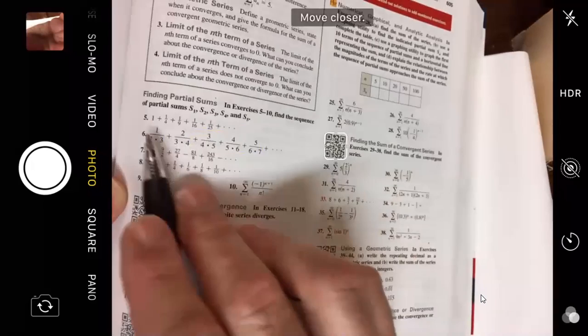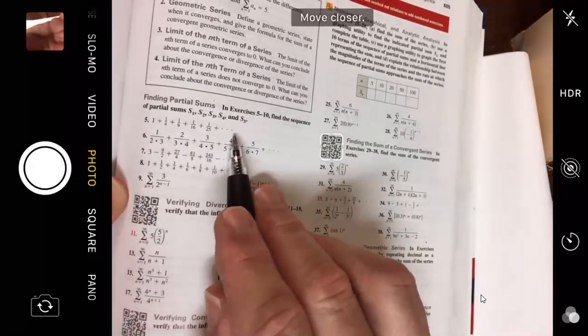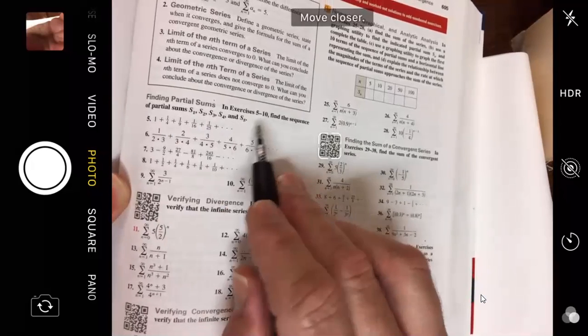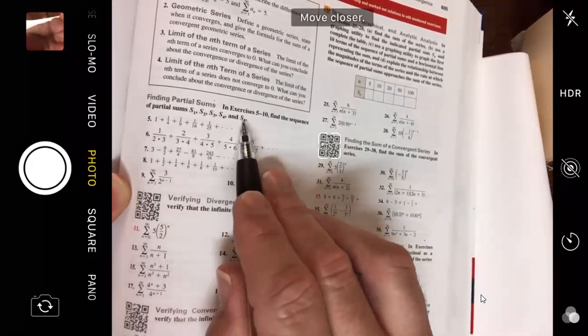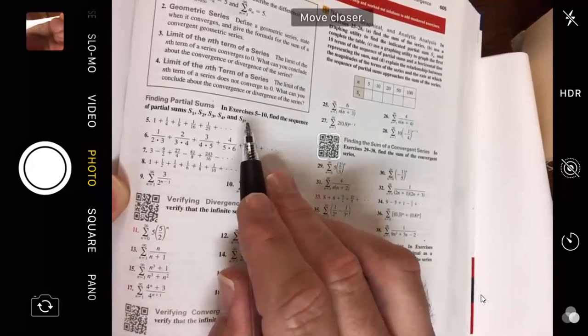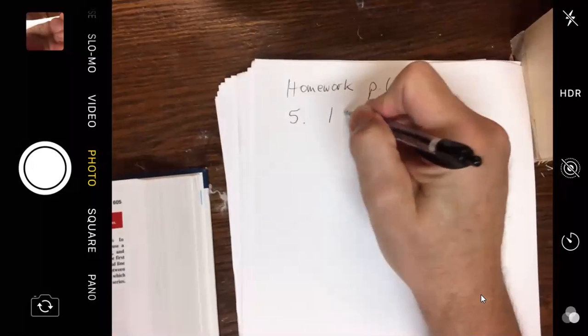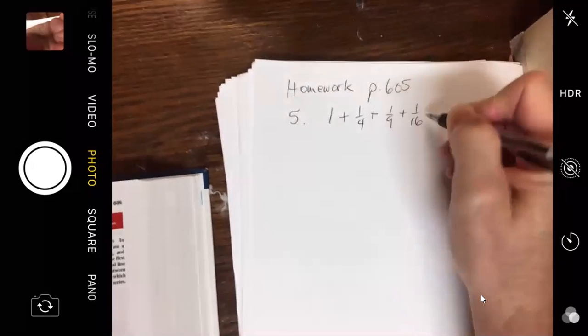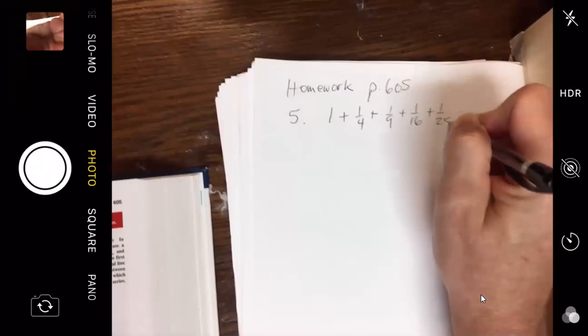And so they give you a series like this. They want you to list these first 5 partial sums. Once you see it done, you realize it's not hard, just arithmetic. So you're given 1 plus a quarter, a ninth, plus 1/16, plus 1 over 25.